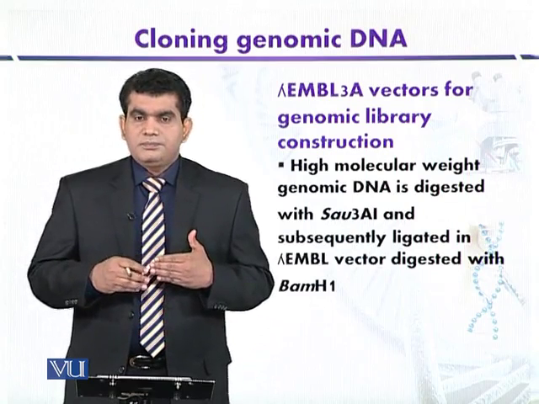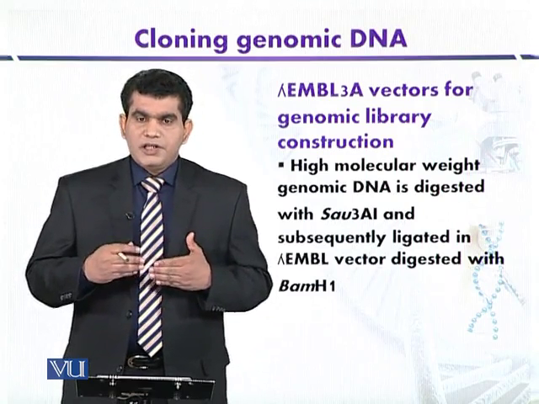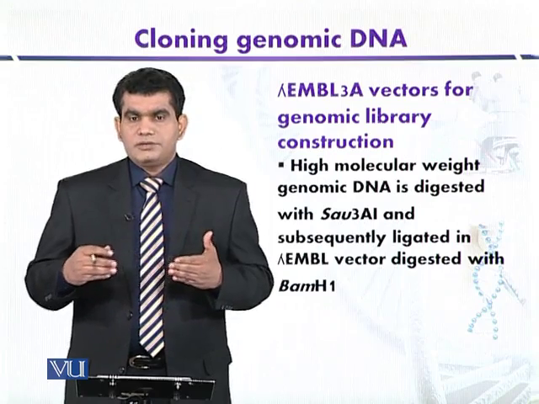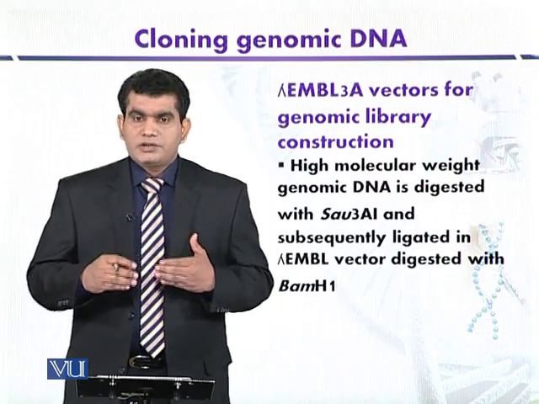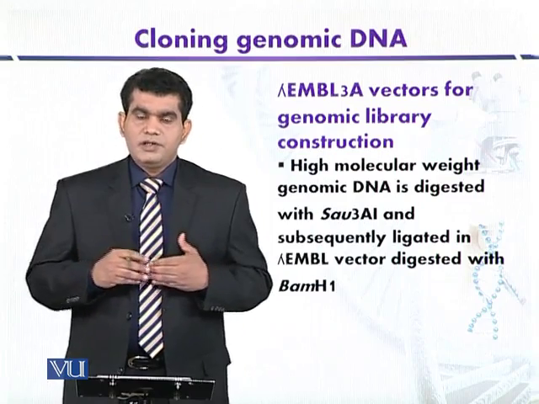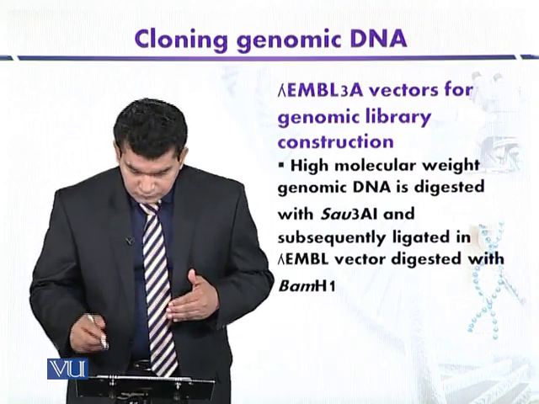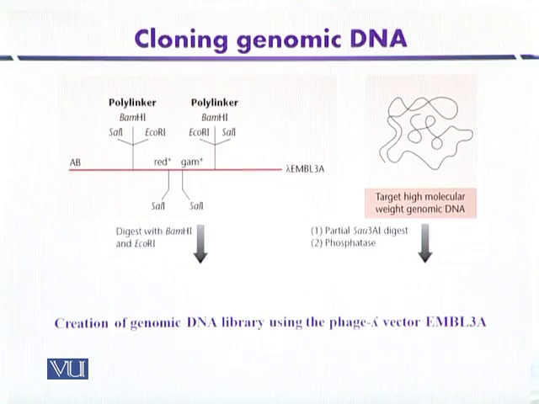In the next diagram we will explain how lambda EMBL3A can be used for the construction of genomic DNA libraries. So first it is the source or the genomic DNA, and it can be digested with a suitable restriction enzyme, and here it is Sau3A, and later on it is treated with phosphatase so that the 5 prime phosphate ends are removed so that they will not ligate together.